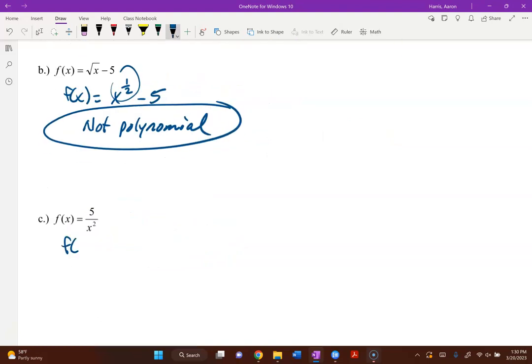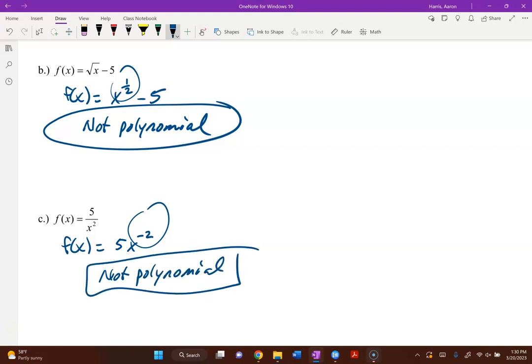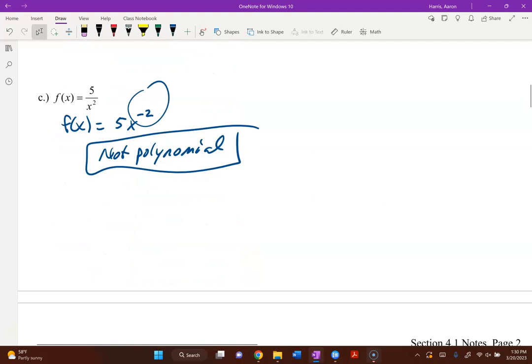Let's do the next one. Let's write this as 5x to the -2. That's the same thing as 5 over x squared. I look at that -2. Is that a whole number? Remember, whole numbers are 0, 1, 2, 3, 4. Can I have a negative? No. It's not a polynomial. Not a polynomial again, right?